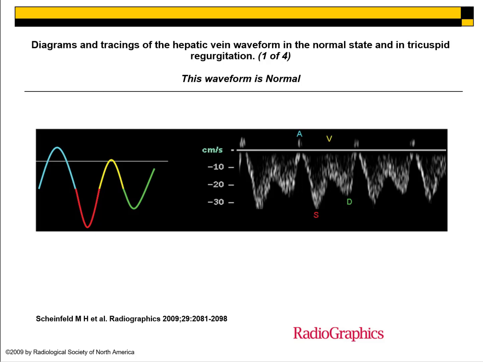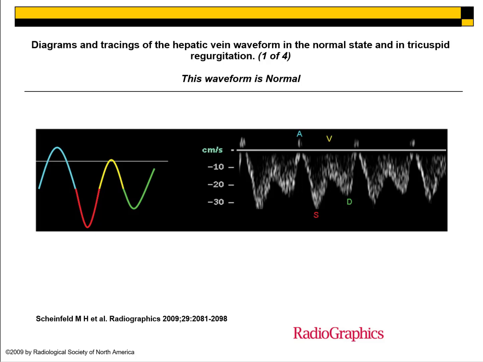Then we have our S wave, and that's the filling of the right atrium during ventricular systole. So our tricuspid valve is going to close because our right ventricle is now in systole, and we're going to have that sucking of blood from that tricuspid valve into our right atrium. Then we're going to have that slowing of flow in the V phase, and that's just because the right atrium is overfilling just before the tricuspid valve finally opens up again.